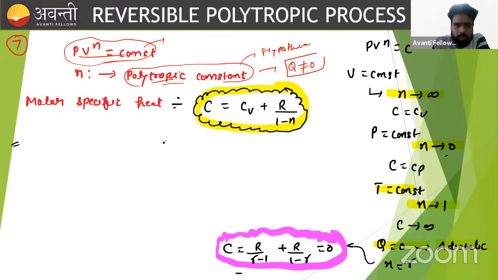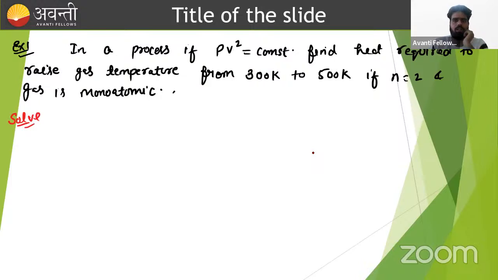Okay. And suppose in the polytropic process, if n moles of gas is given, then what is the heat transfer? We can say n C delta T. What is the C here, beta? That is the molar specific heat of the polytropic process. How can we calculate it? By this relation. So remember this relation: C equals Cv plus R upon 1 minus n. And in the previous slide, we know about Cv, that it is R upon gamma minus 1. So let's see one question on this concept.